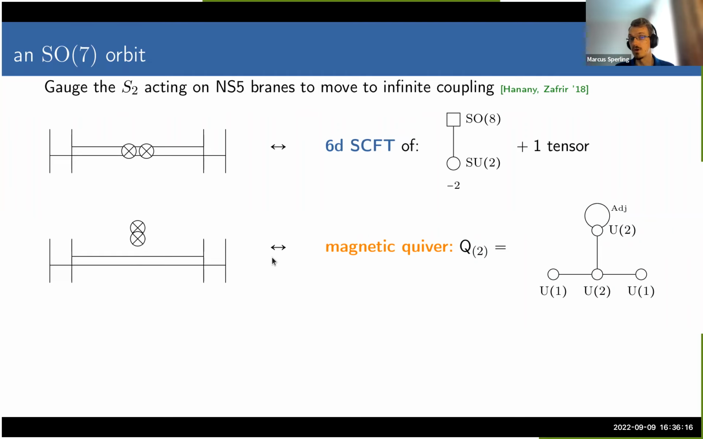So the only thing that becomes modified in the magnetic quiver is this top part, because we know that the D6 branes haven't changed.